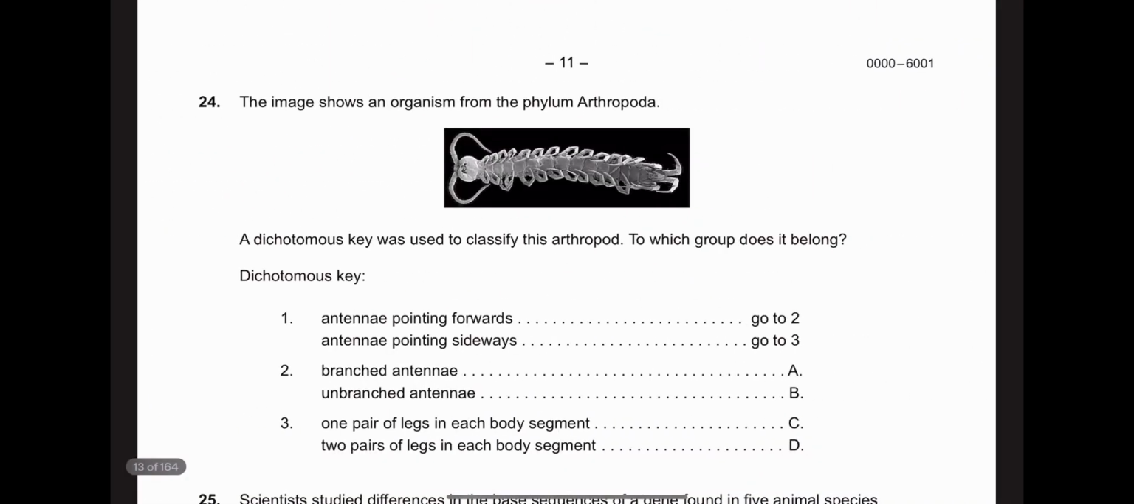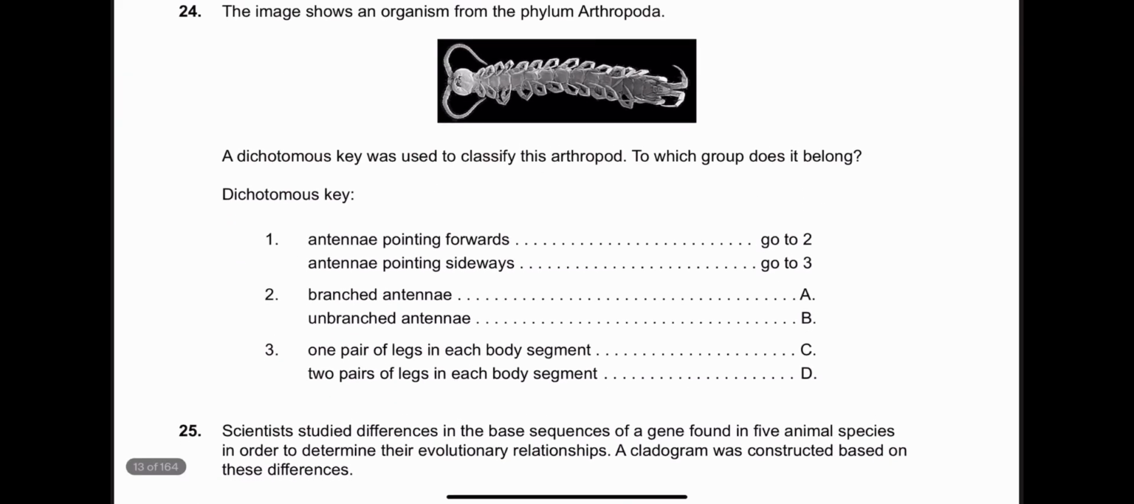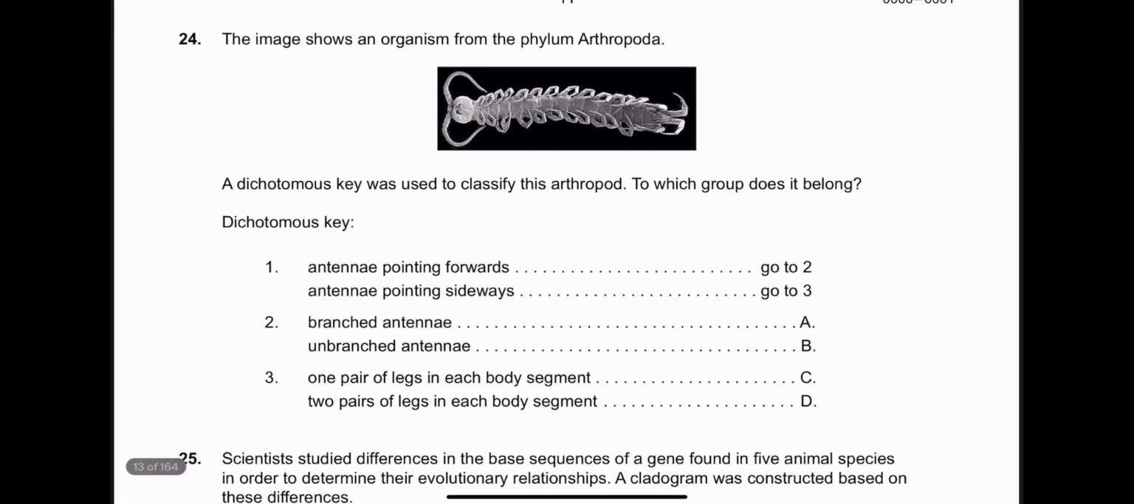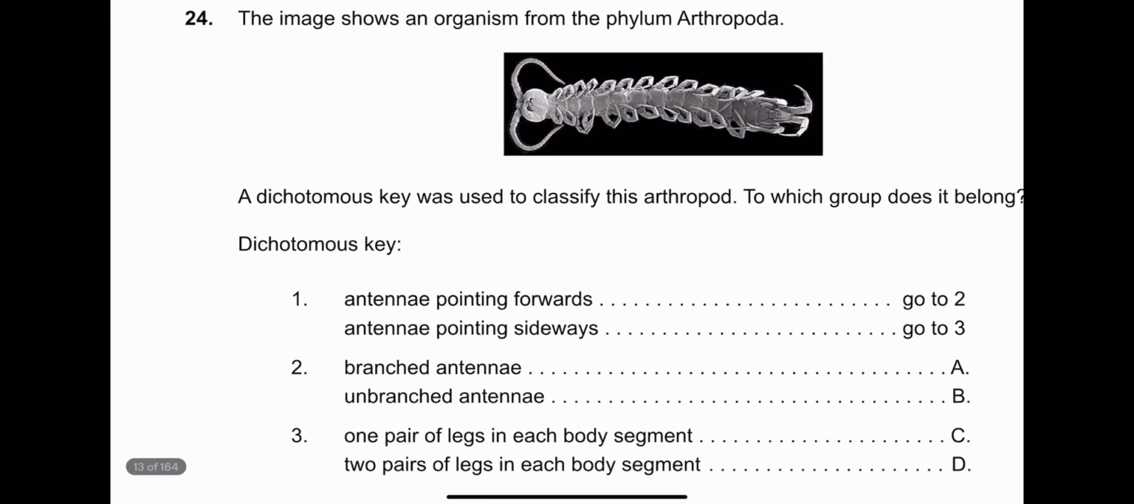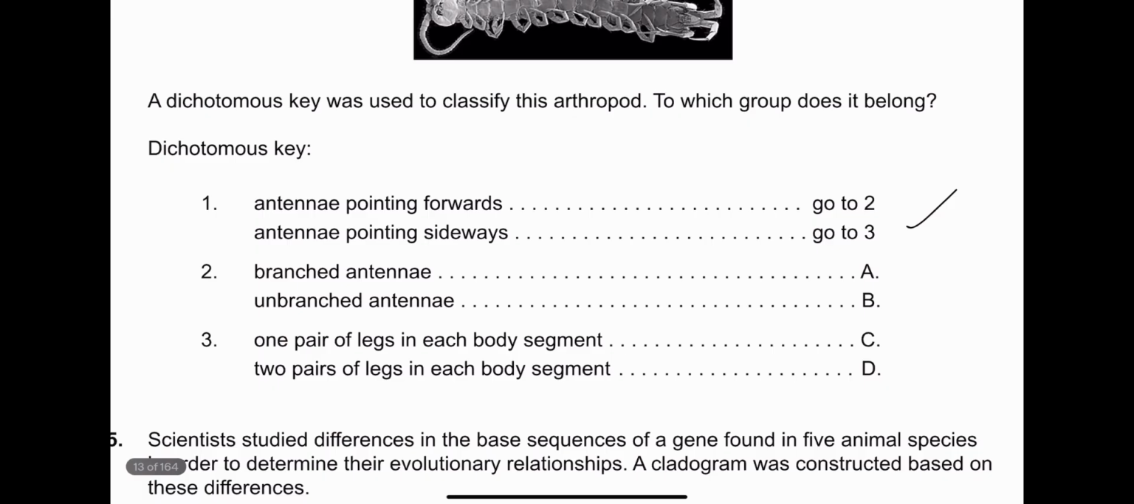Okay. The diagram shows an organism from the phylum Arthropoda. A dichotomous key was used to classify this arthropod. To which group does it belong? And we have this dichotomous key. Okay. So Arthropoda. Let's just go through it. Antennas pointing forwards, antennas pointing sideways. Yeah, based on just our classification, we know that we're going to go to 3 here because our antennas are going to be pointing sideways for our Arthropoda. So we're going to go to 3.